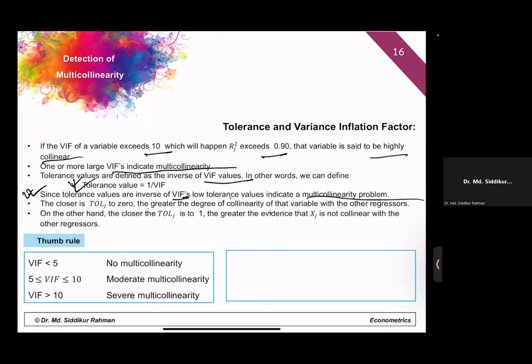If the variance inflation factor is greater than 10, it means there is a severe multicollinearity problem.